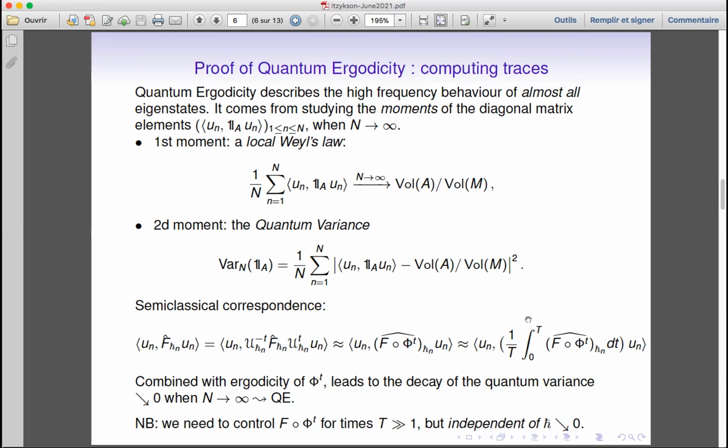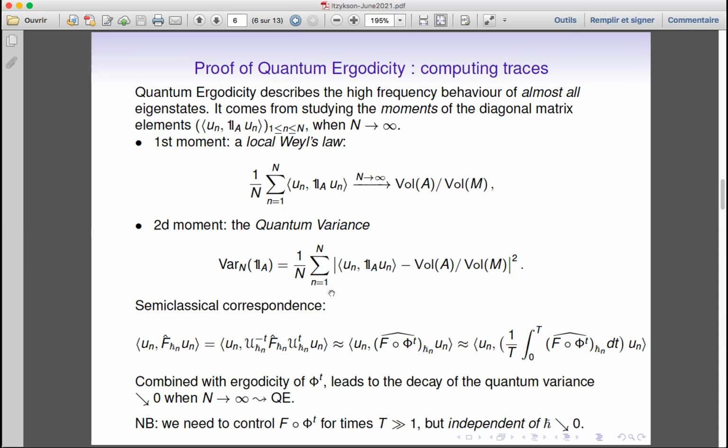And here you start to be in business, because this operator here, or this function here, is the Birkhoff average of the operator A. So now you can start to think about ergodicity, and you can play with ergodicity. I don't give the last details, but here you have to use ergodicity. And this allows us to show that this variance goes to 0 when n goes to infinity.